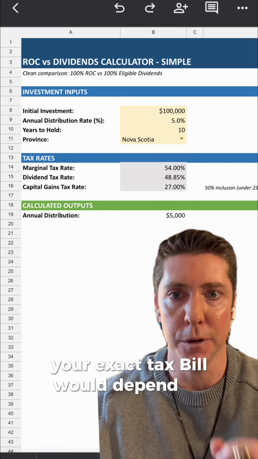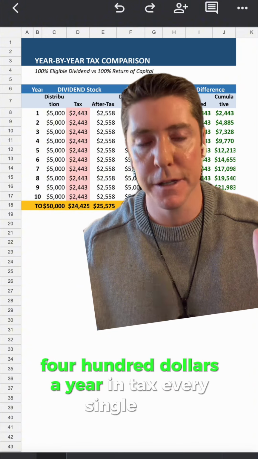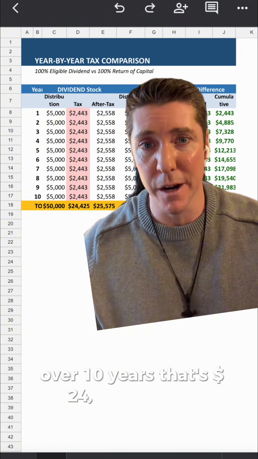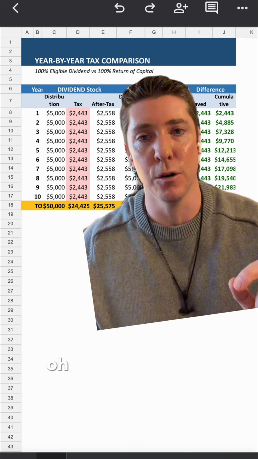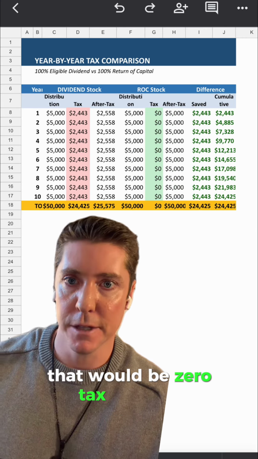Your exact tax bill will depend on your own rate. The dividend stock, you're paying about $2,400 a year in tax every single year. Over 10 years, that's $24,000 in taxes. Oh my God. If it's fully accounted for as return of capital, that would be zero tax annually, so nothing.